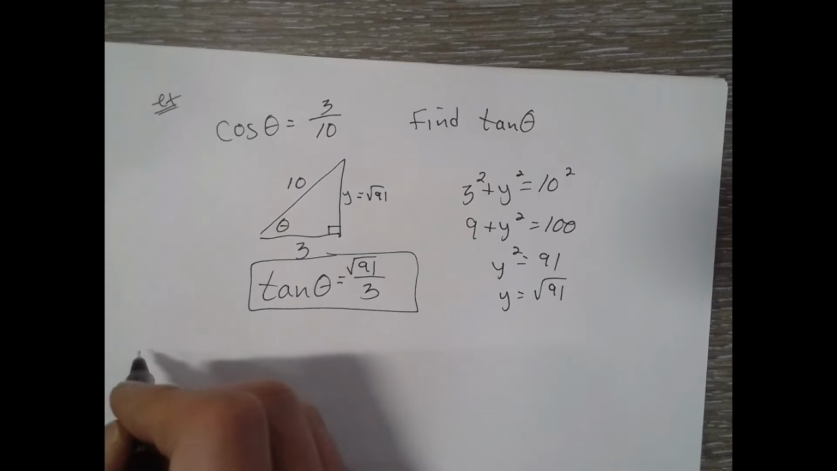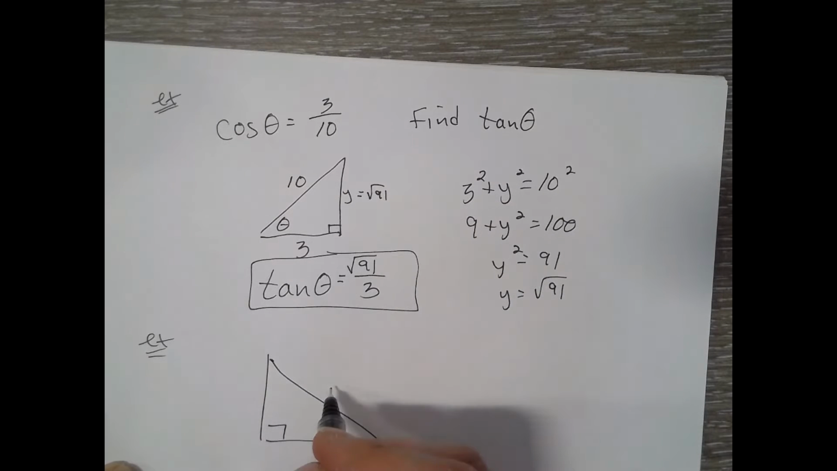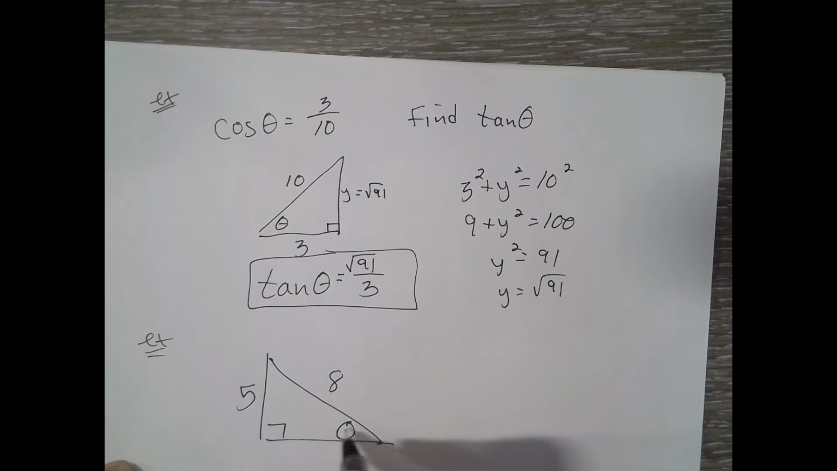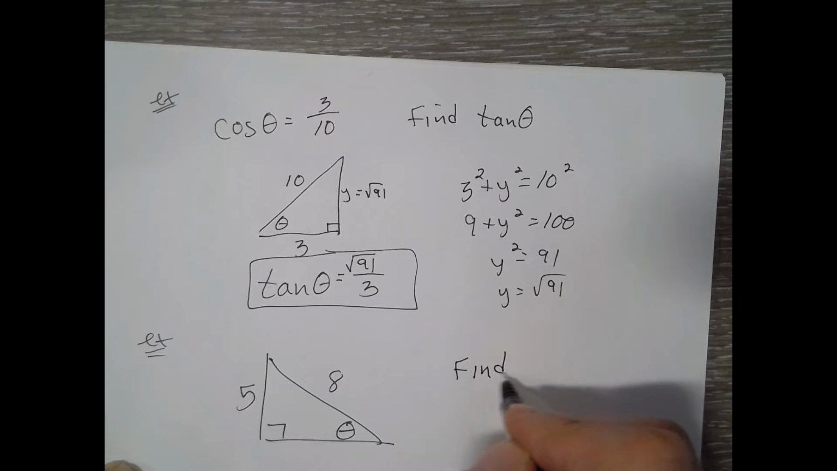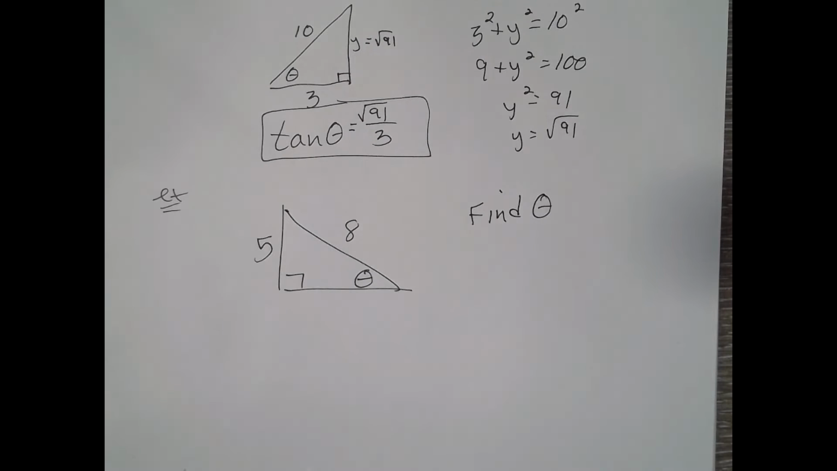All right, another example. Let's say I have a right triangle. Let's say that this is 8, this is 5, this is theta, and I want you to find theta. Okay, we're finding the angle theta. Well, we can still generate an equation. Think about what you're going to use: sine, cosine, tangent. You probably wouldn't use cosecant, secant, or cotangent.